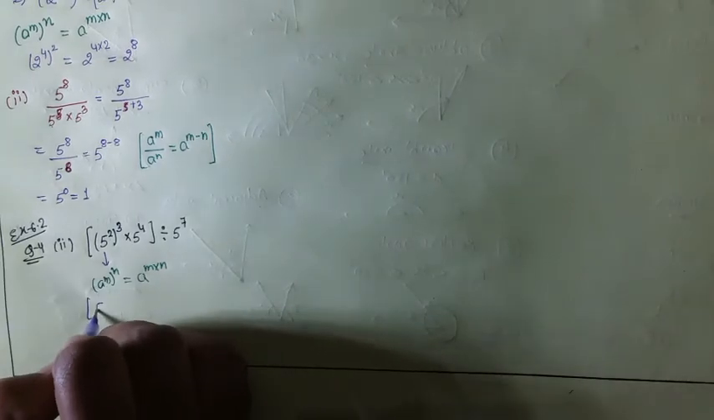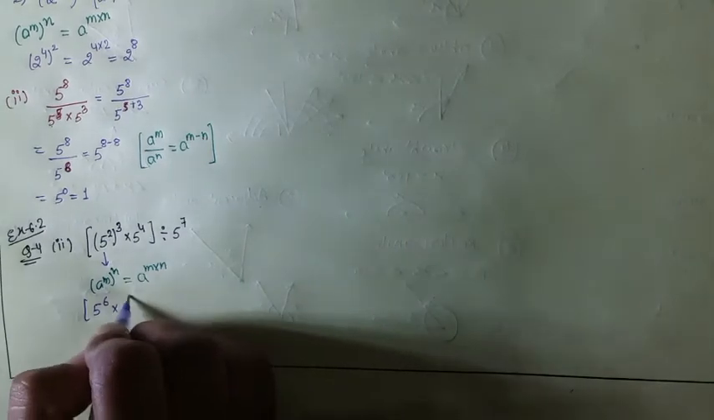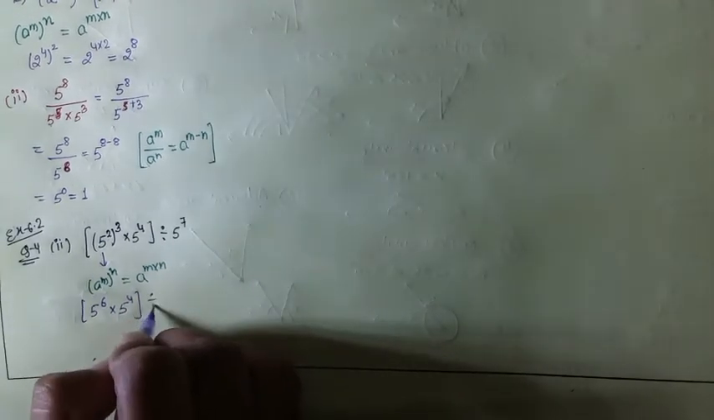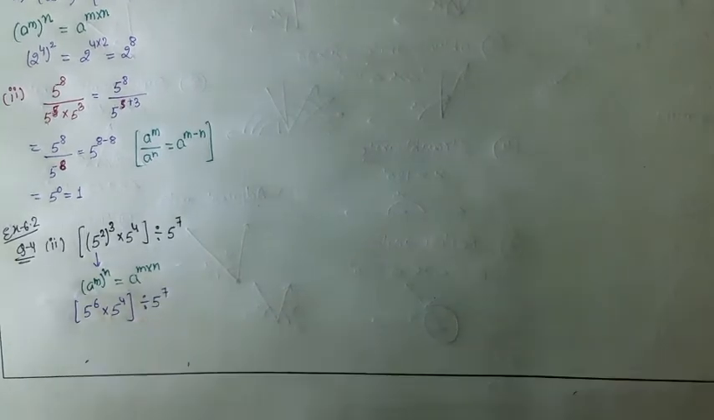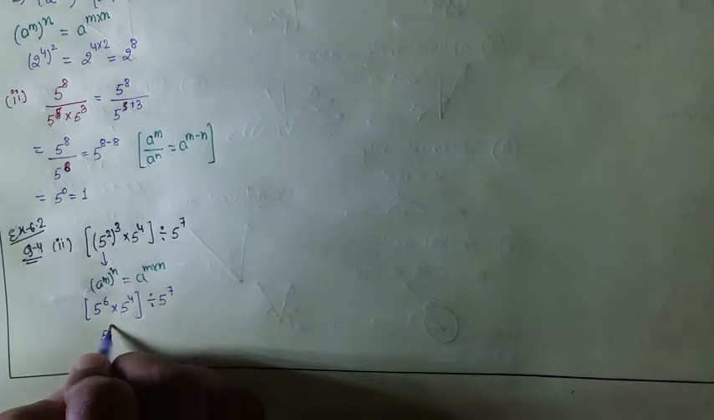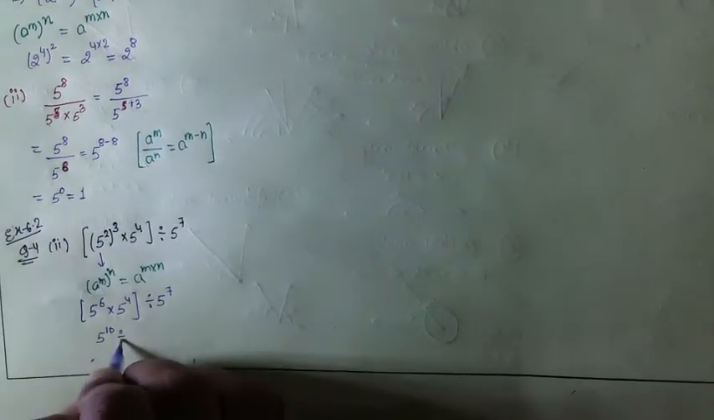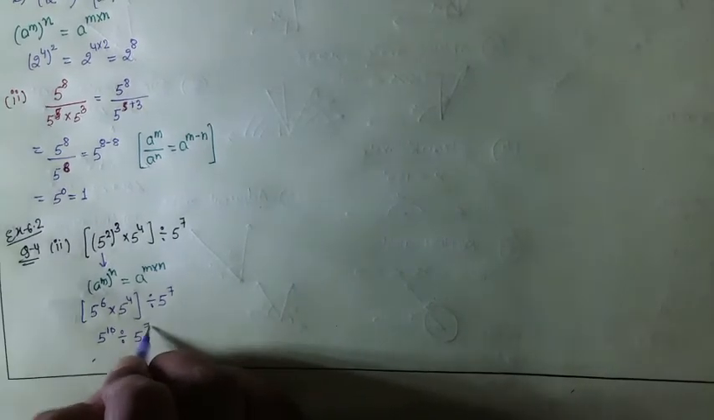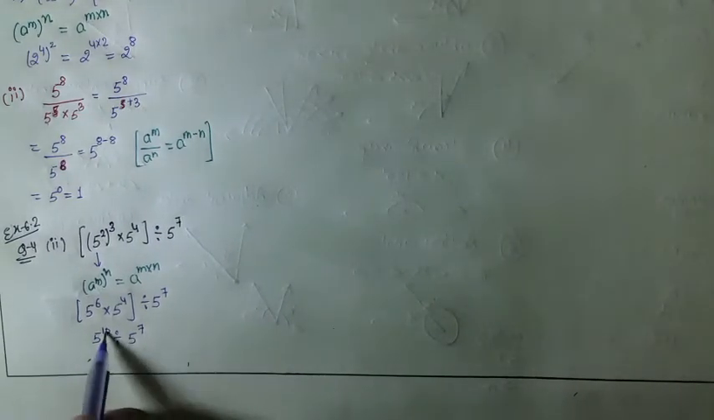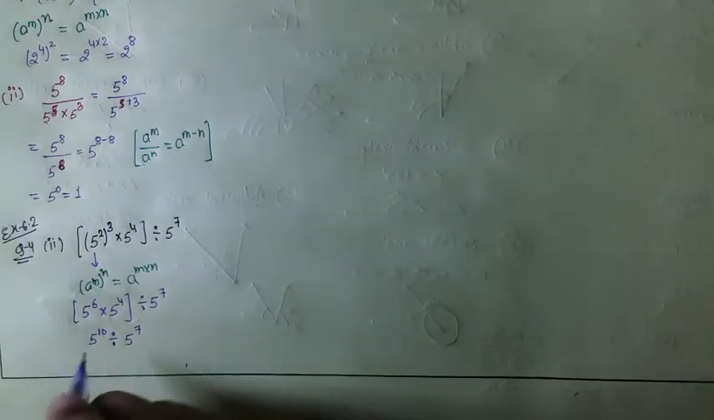So here we can write directly, I'm going to multiply it: 5 to the power 2 threes are 6, into 5 to the power 4, divided by 5 to the power 7. Same base, different powers, multiplied together, yes, the powers will get added up. So here we can write 5 to the power 6 plus 4, and 6 plus 4 is nothing but 10, divided by 5 to the power 7. Again we have the same base, different powers, and these are being divided, so what will the powers do?